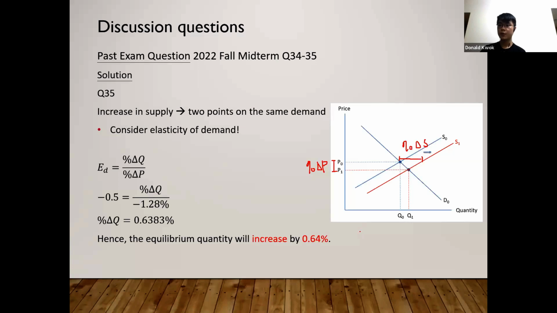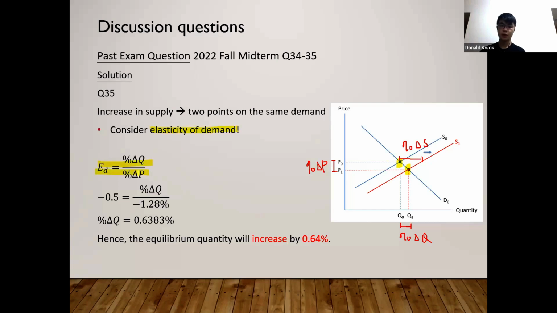Well, for question 35, we are going to calculate the percentage change in equilibrium quantity, which would be here. And as you can see, percentage change in supply is different from percentage change in quantity. And how can we calculate the percentage change in equilibrium quantity? As you can see here, with the increase in supply, we are actually considering 2 points on the same demand curve. And we can use the elasticity of demand to help us calculate the percentage change in quantity. How can we do so?